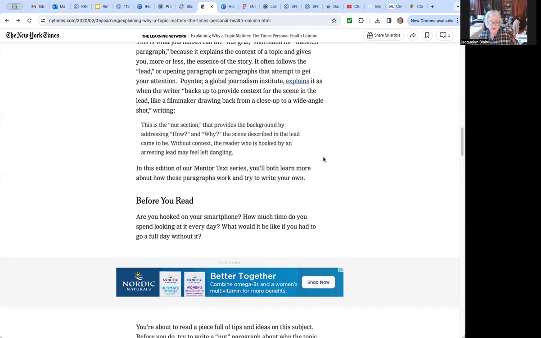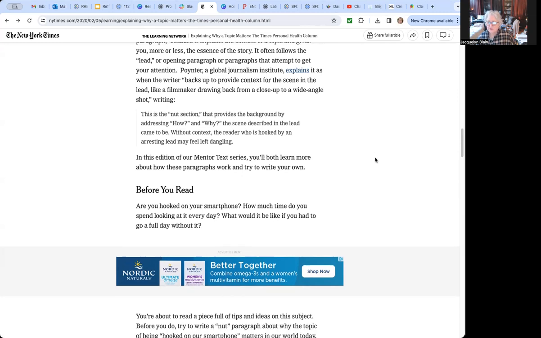It explains the nut graph. It explains what the writer is doing, and I like this quote a lot. It backs up to provide context for the scene in the lead, like a filmmaker drawing back from a close-up to a wide-angle shot. It provides the background by addressing how and why. And so it gives us the context for the story or for the information that we've been given.